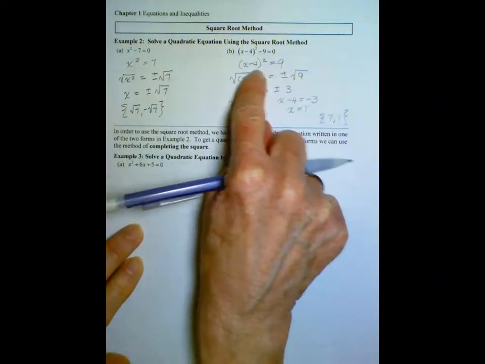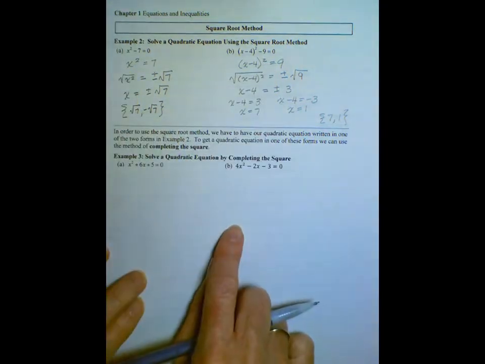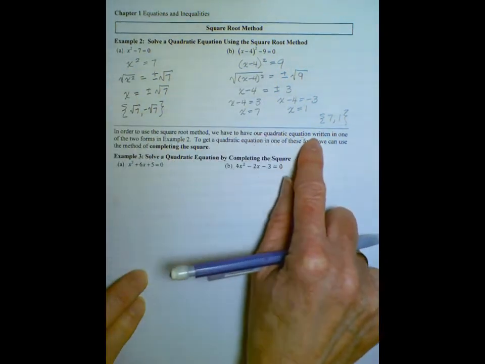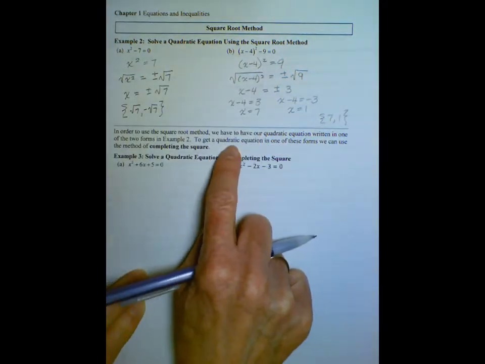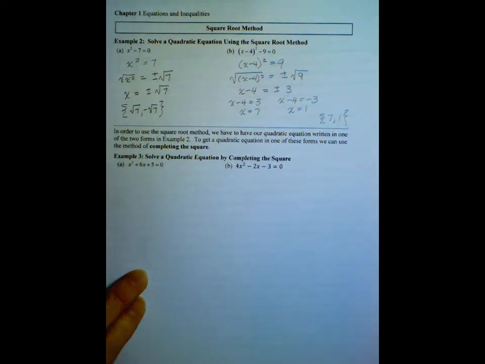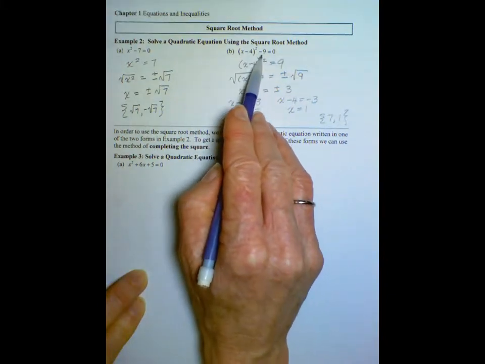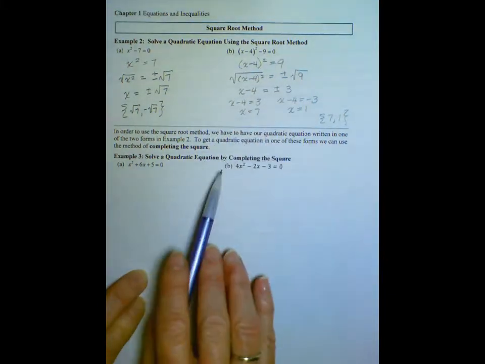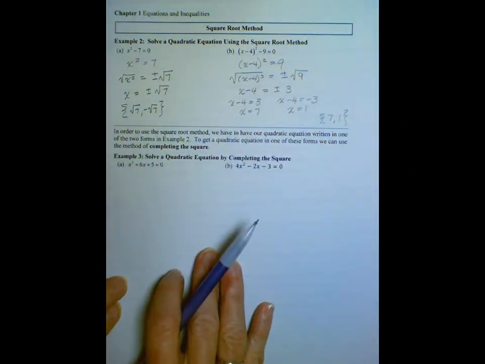You either end up with something like this, an x in a parentheses with a squared on it, or just x squared by itself. So in order to use the square root method, we have to have our equation written in one of these 2 forms. To get a quadratic equation in one of these forms, we can use the method of completing the square. We saw this in R5. We found the number we needed to add so that when we factored, we got a binomial squared. So that's what this is saying. We can try to achieve that format, so then we can just use the square root method.